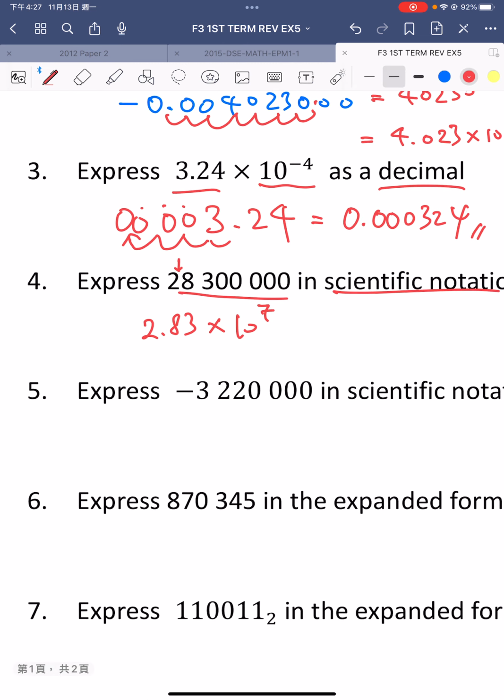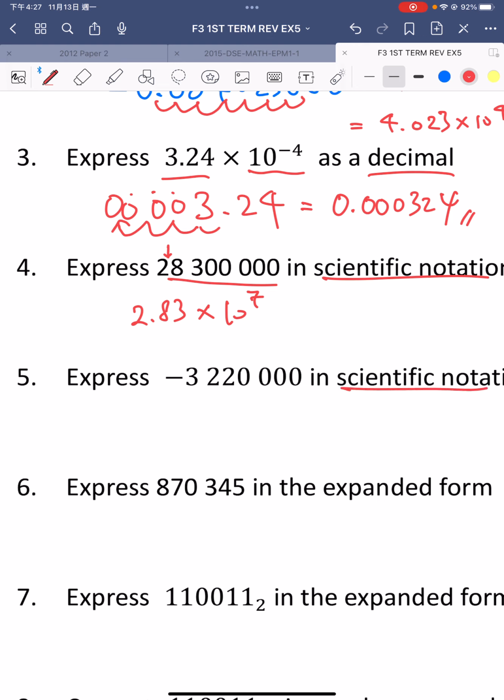And then for question 5, we have similar numbers. We need to change it to scientific notation. Our dot should be put here. So we first of all write down negative 3.22 times 10 to the power of something. Our dot originally is here, so we move 1, 2, 3, 4, 5, and 6 times. So 10 to the power of 6.